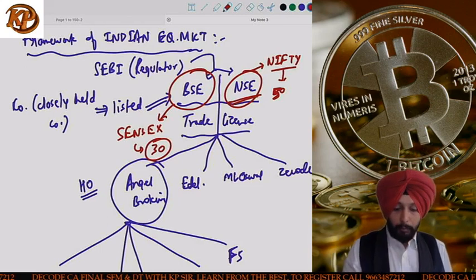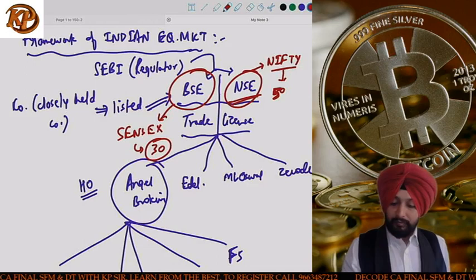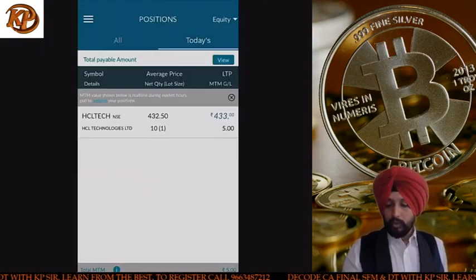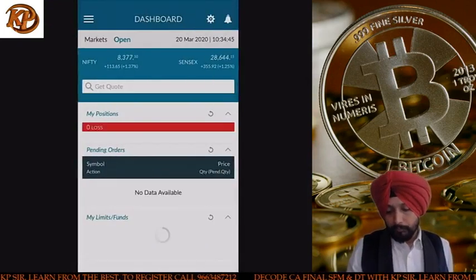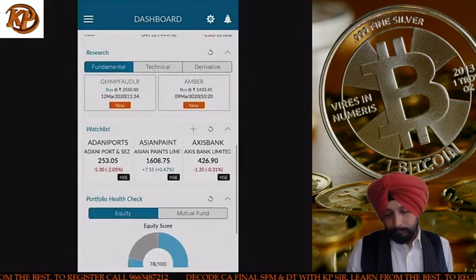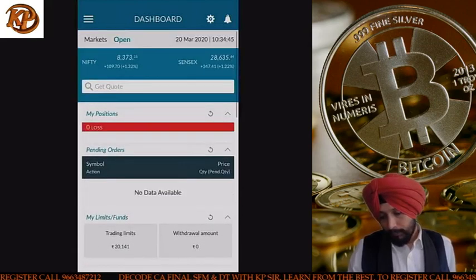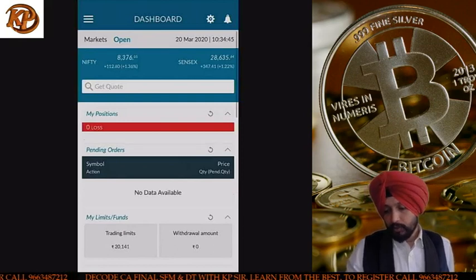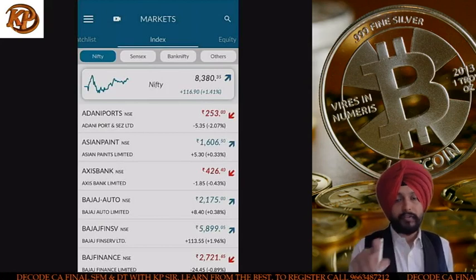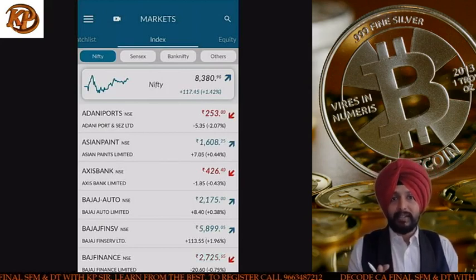It is made up of 50 top performing stocks. These indexes have their own values, which again I will show you. If I go to the Angel Broking app dashboard, and you see this top of the page, this is Nifty right now. The value of Nifty is given as 8,380, and it is up by 117 points today.